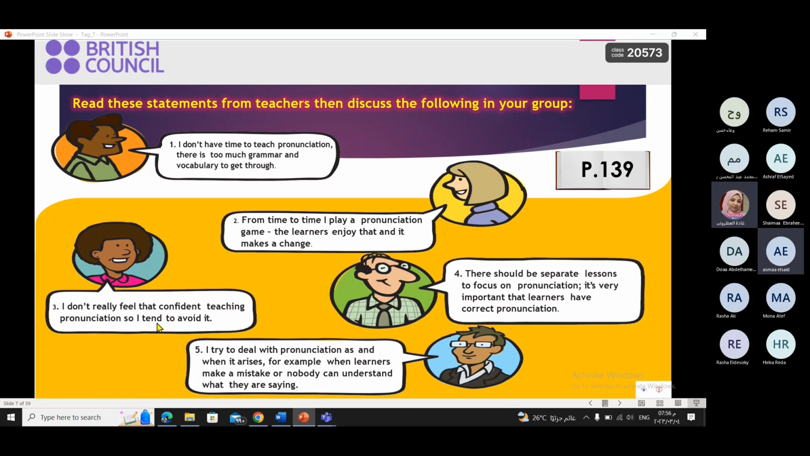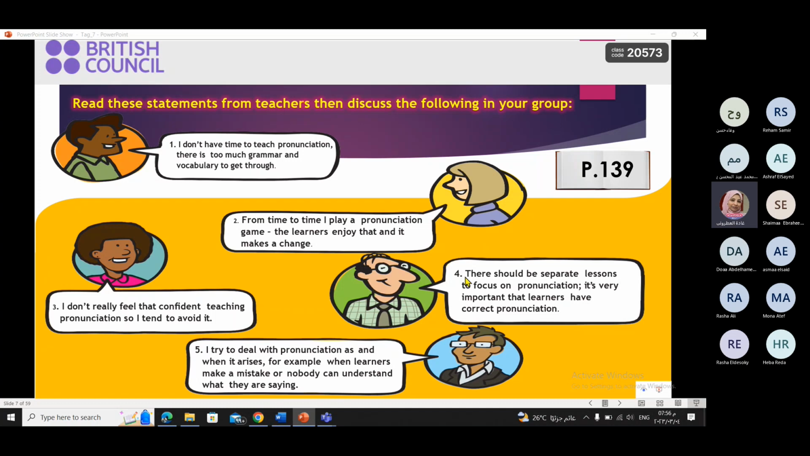But it's about your feeling as a teacher, when you feel that you are confident enough to teach pronunciation. If you are not sure about yourself when teaching pronunciation, most of us, or some teachers, tend to avoid it, to neglect the pronunciation part because they think that they are not confident enough, or that it is not important to involve pronunciation in the language class. Okay, anyway, let's go through the other statements.